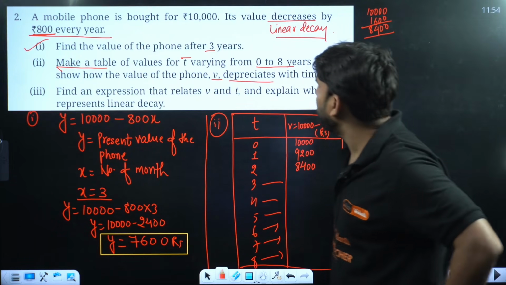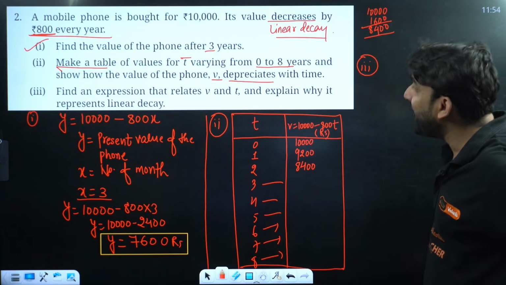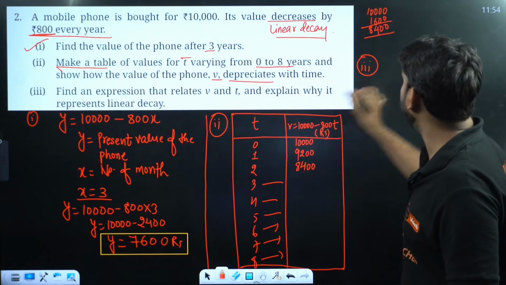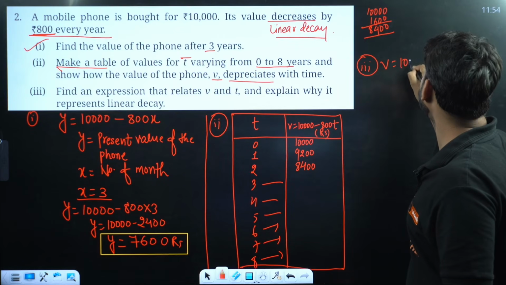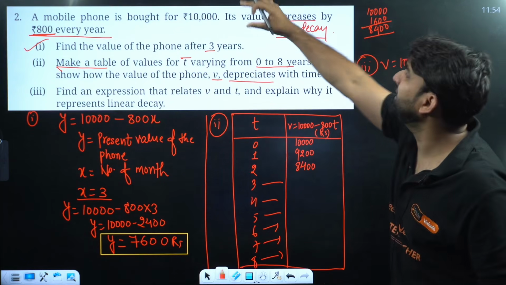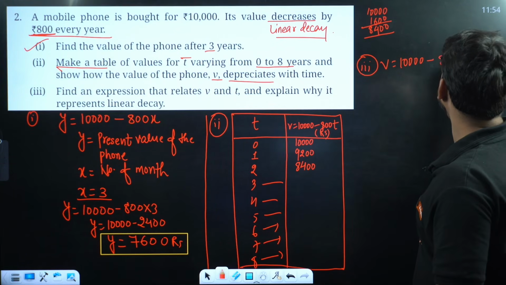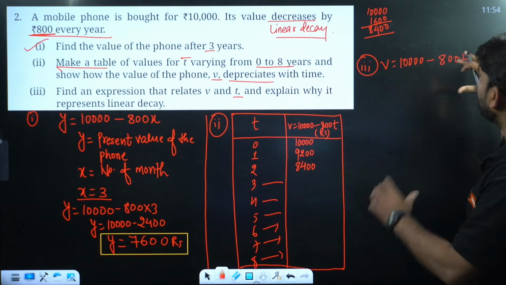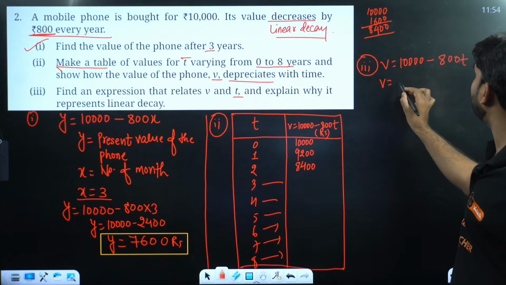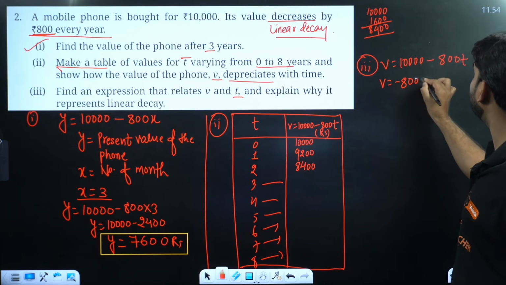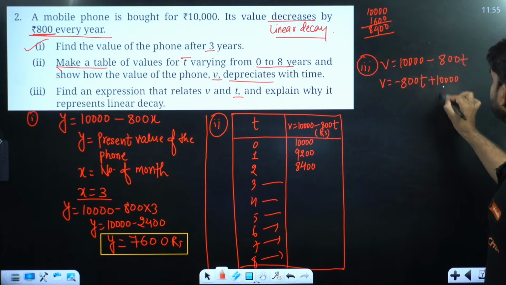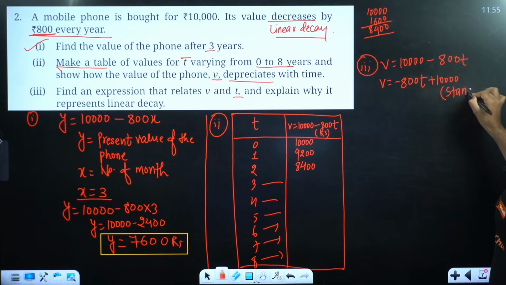Find an expression that relates v and t and explain why it represents linear decay. For value v, this is 10,000 and it is decreasing every year by 800. So for the time we take t, 800 t. Now we can write this equation in standard form. In standard form, this will become minus 800 t plus 10,000. My dear champion, this is called standard form.